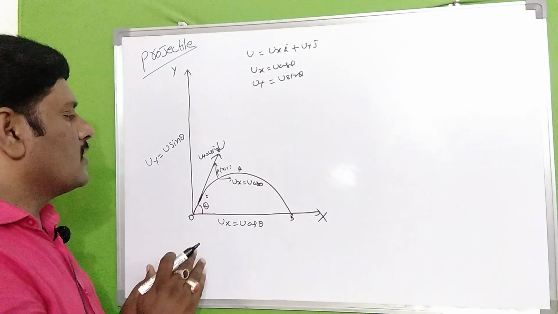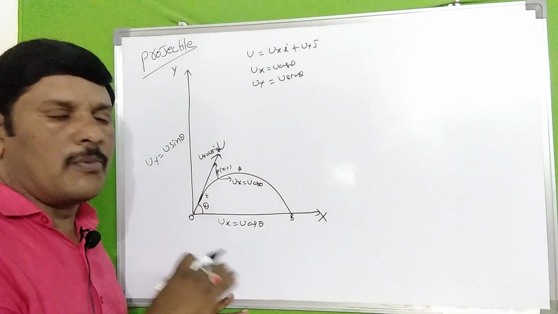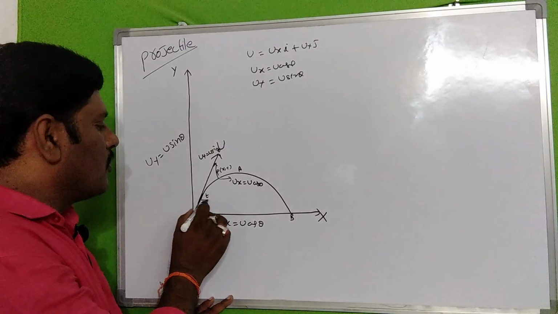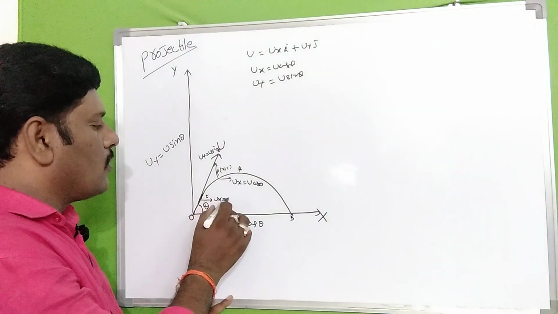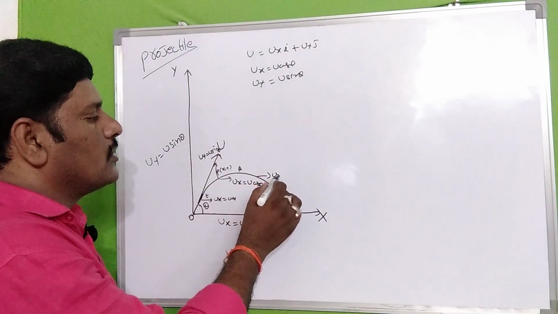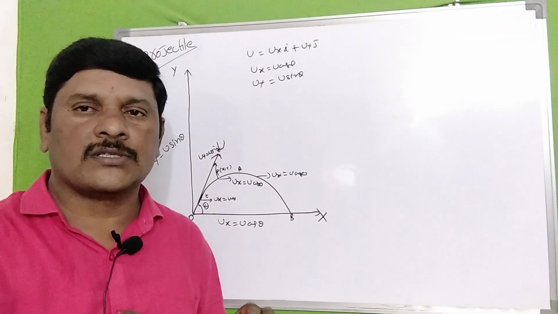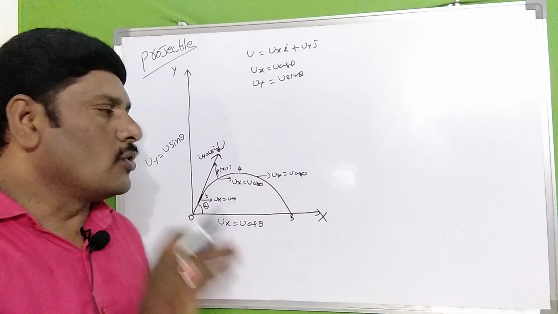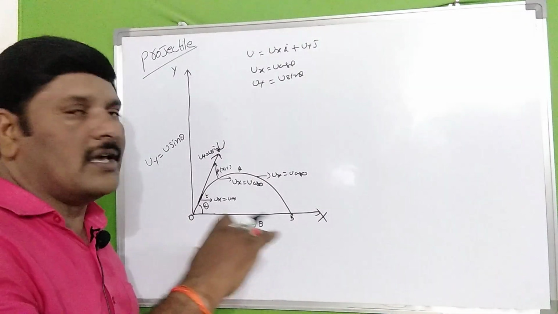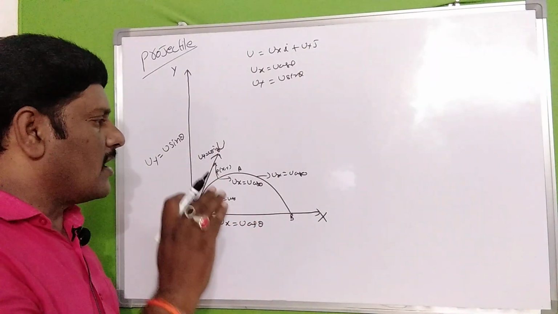In the horizontal direction, there will be no change in the velocity of the body. Along any arbitrary point, the horizontal motion has ux equals u cos theta, here also ux equals u cos theta, here also ux equals u cos theta. Why? Because there is no gravitational influence along the horizontal direction. So at any arbitrary point, the horizontal velocity of the body is ux equals u cos theta, constant.